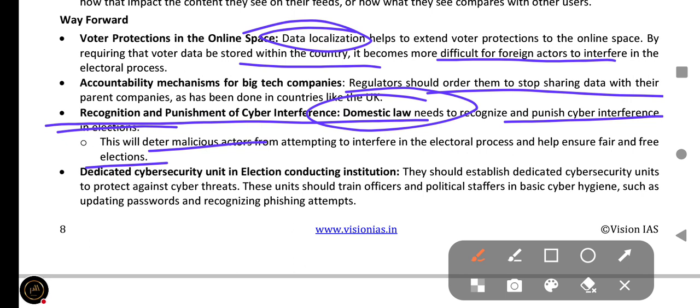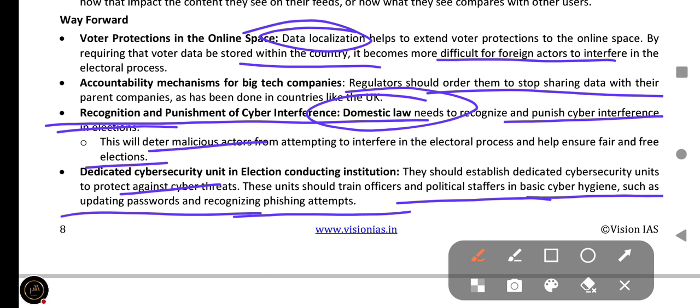Here, they should establish dedicated cybersecurity units to protect against cyber threats. These units should train officers and political staffers in basic cyber hygiene, such as updating passwords and recognizing phishing attempts. So remember this, okay?